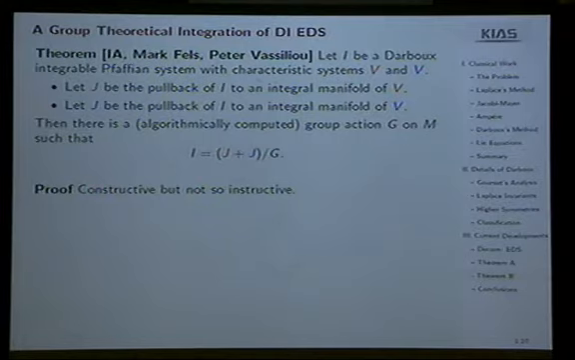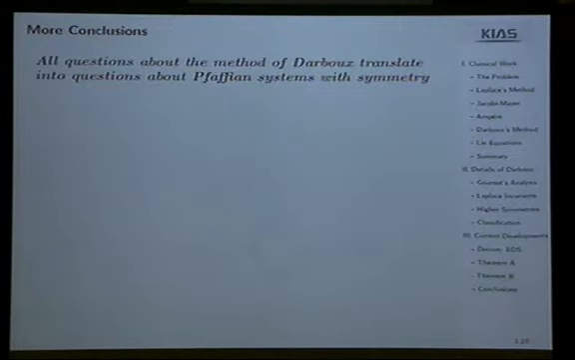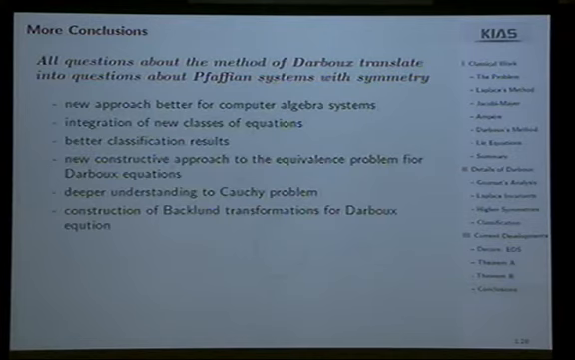So, final conclusions. All questions about the method of Darboux now translate into questions about Pfaffian systems with symmetry. It's a story about transformation groups. This new approach is much better for computer algebra systems. It allows me to integrate broad classes of differential equations which were inaccessible before. It leads to new and very general classification results.